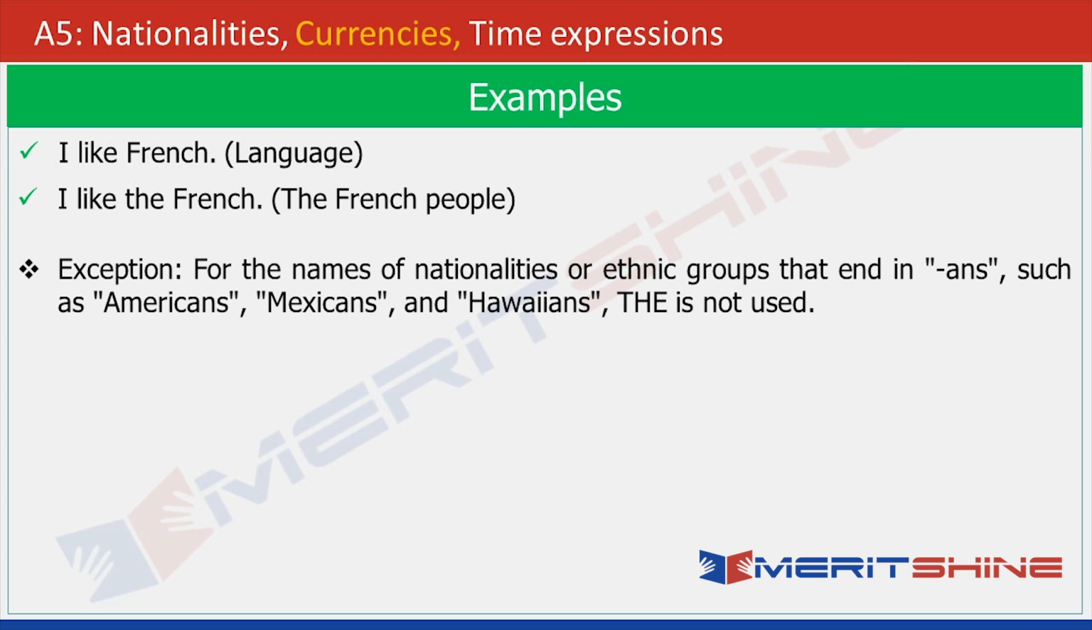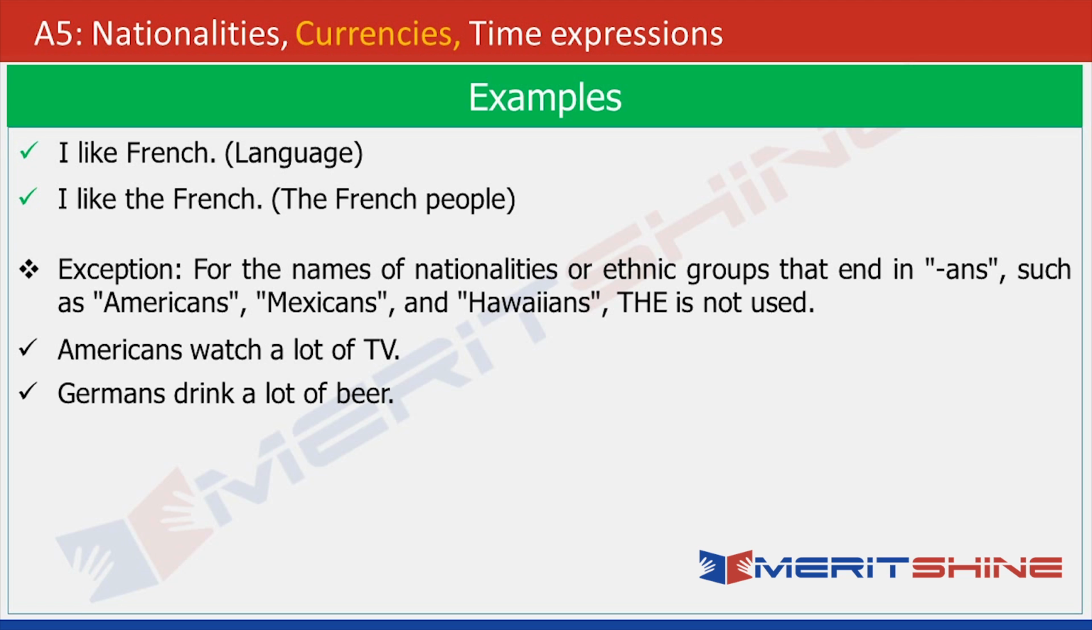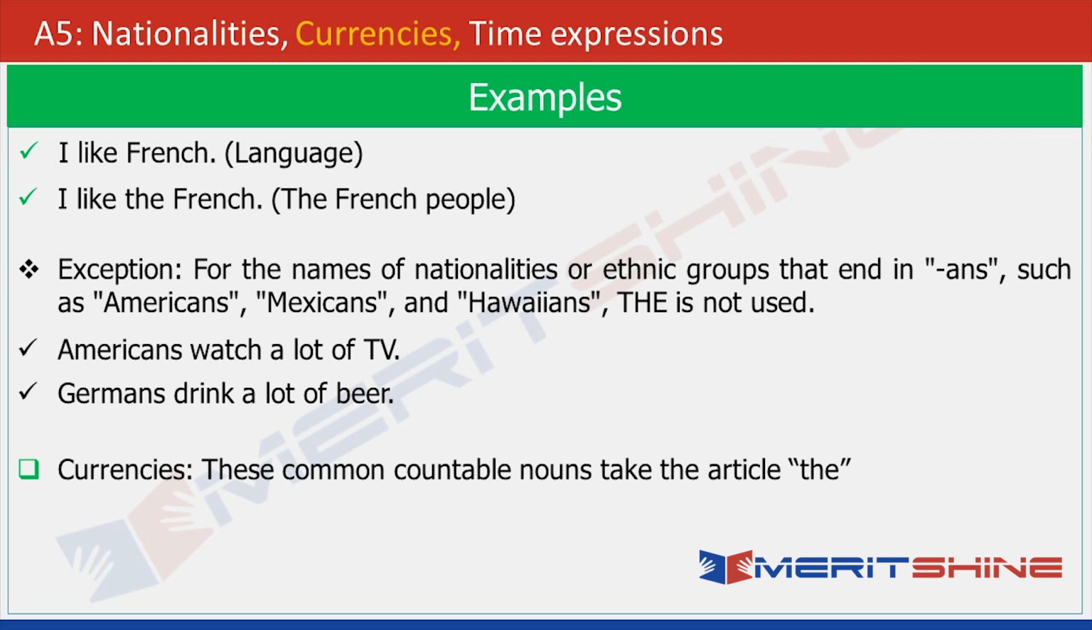But the names of nationalities or ethnic groups that end in ANS, such as Americans, Mexicans, Hawaiians, do not take the. Thus we say, Americans watch a lot of TV. Germans drink a lot of beer. The names of currencies take the article the. Thus it is appropriate to say, the US dollar has risen against the euro.